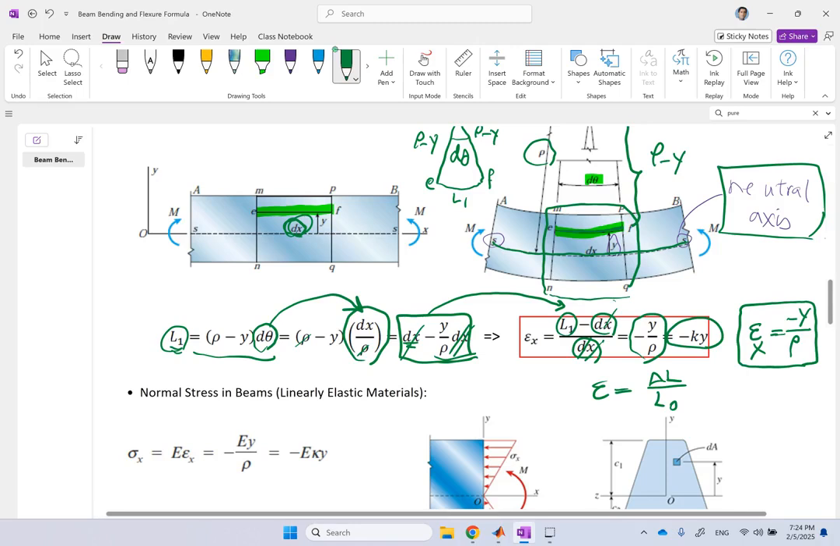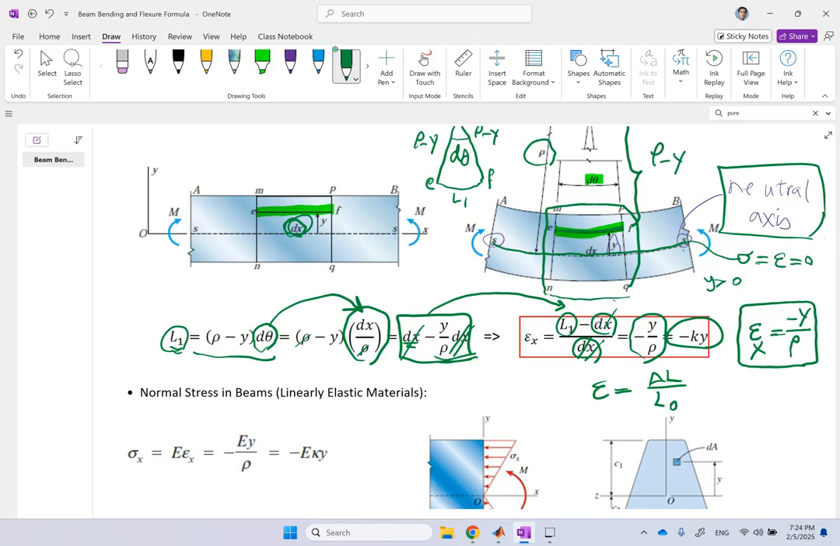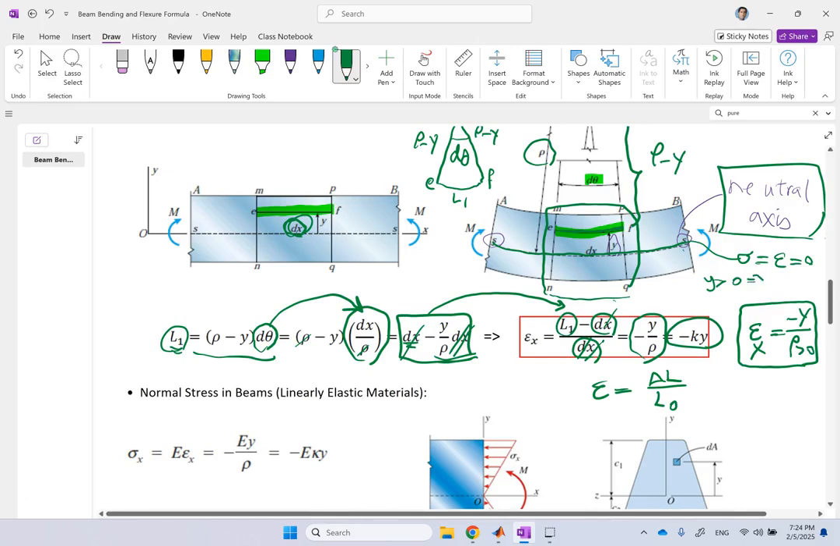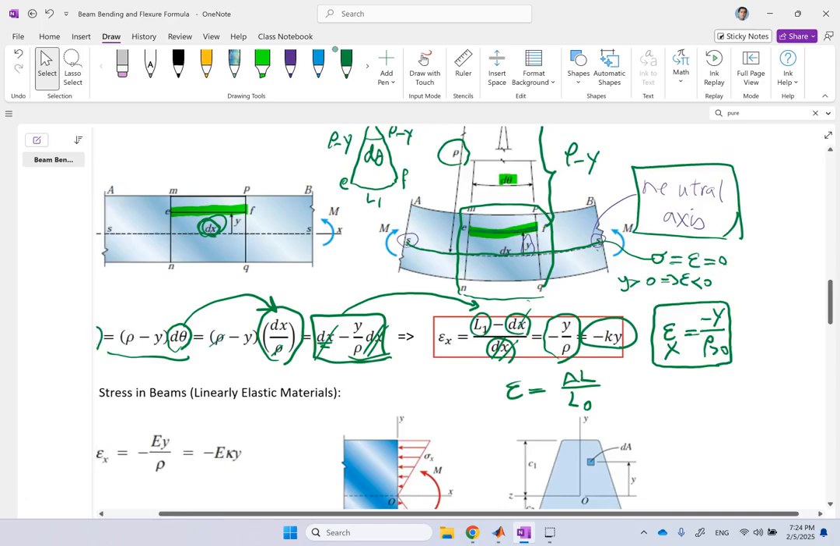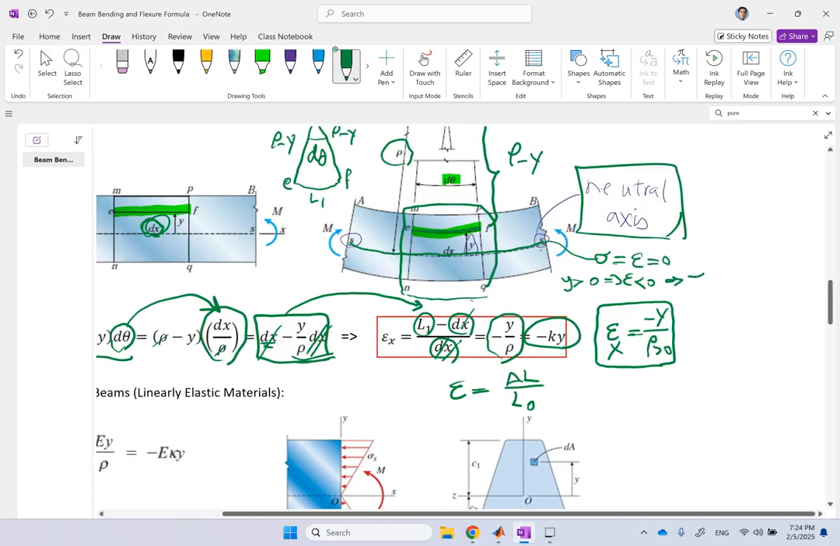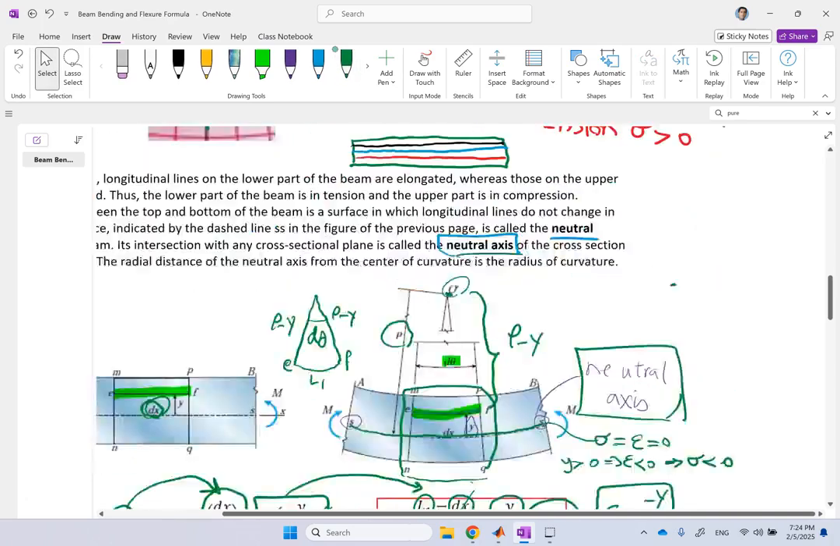So if you are at the neutral axis, how much strain would you get? Of course, 0. Is that correct? Yes, because there is no stress here and there is no strain here. Now, if you go above the neutral axis, so your y is positive, you are above the neutral axis in this case. Clearly, because rho is always a positive number, your epsilon is going to be negative. And negative epsilon means what? Means negative stress. Negative stress means compression.